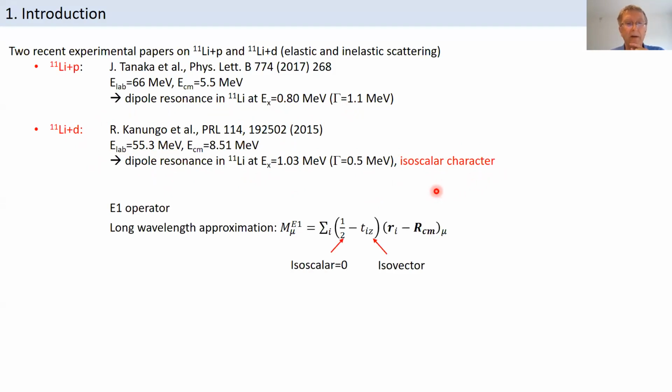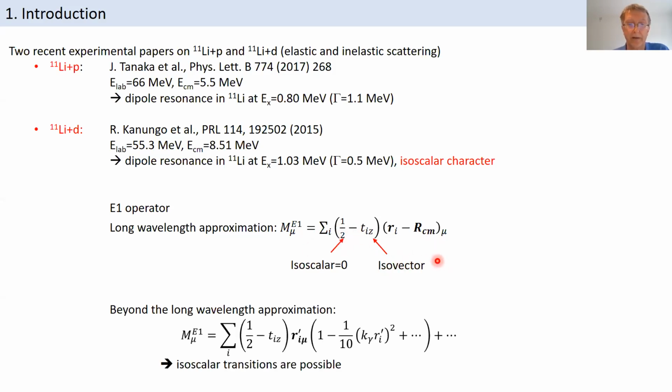Let's look at the E1 operator. As you know, at the long wavelength approximation, the E1 operator is written like this. The sum includes all nucleons, and this is an isospin term, which is 0 for neutrons and 1 for protons. The first term corresponds to the isoscalar component, which at that long wavelength approximation is exactly 0, because the sum over the nucleons is the definition of the center of mass, so it's exactly 0. This is called isoscalar. The other term is the isovector.